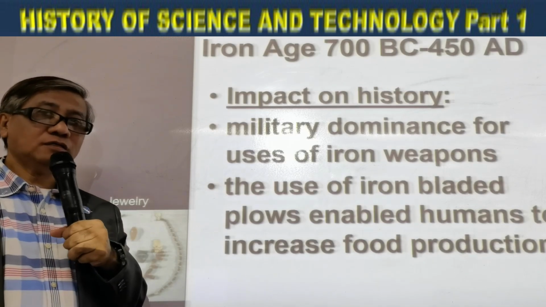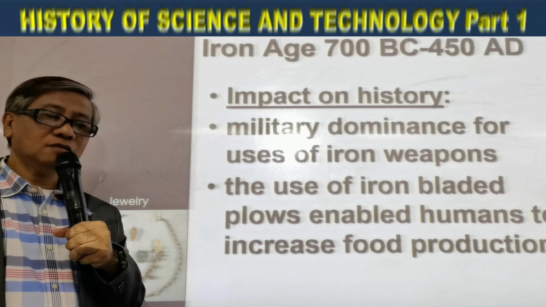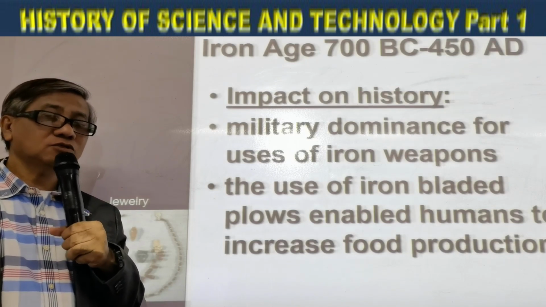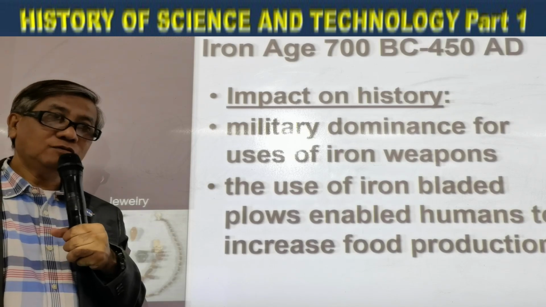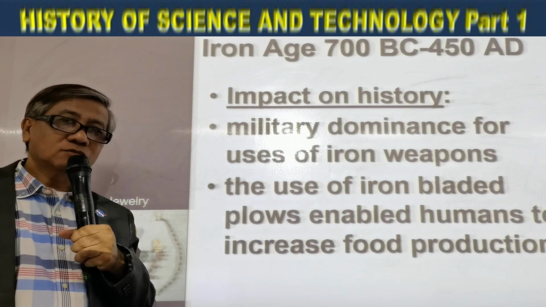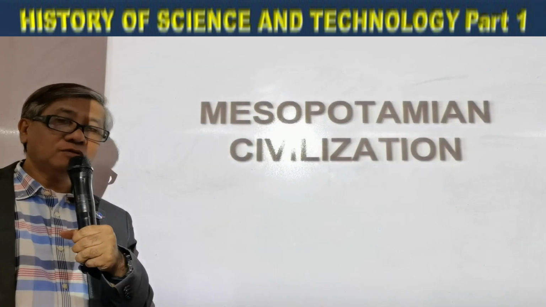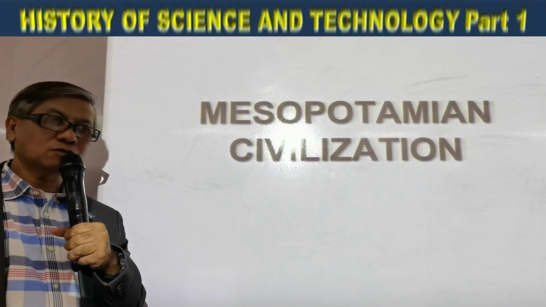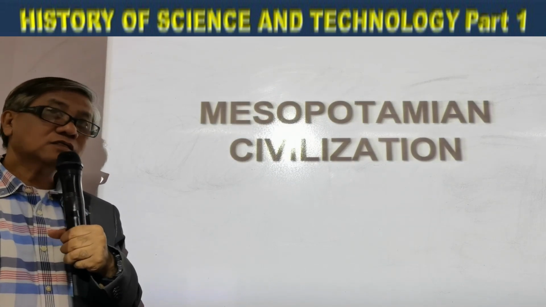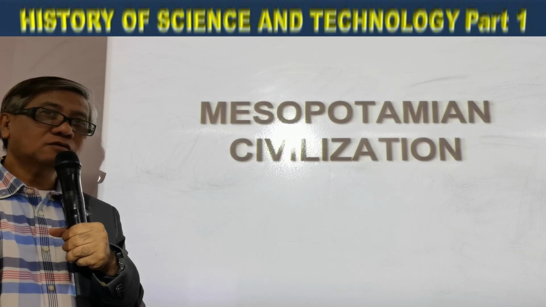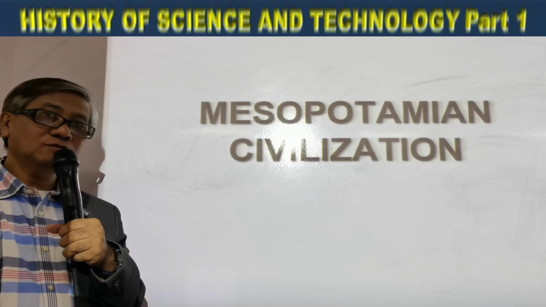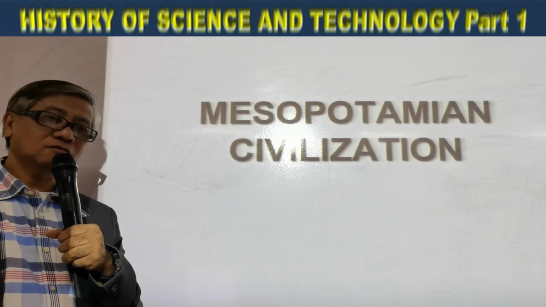So at this point, let us now go into the details of the different ancient civilizations and their contributions to the progress of science and technology. So we shall start with the contributions of the Mesopotamians. So this will include the Babylonians and the Assyrians. So let us now go into the details of the Mesopotamian civilization and their contributions to science and technology.